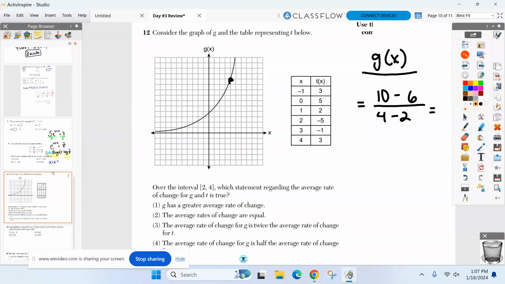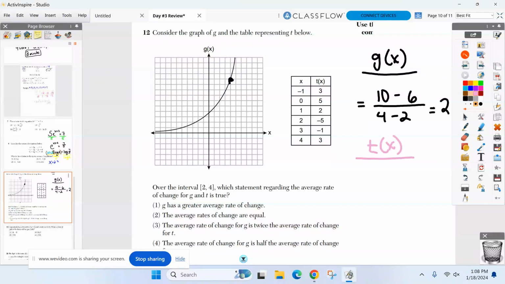Everyone all right on how we're finding those? Because again, how are you going to find the y? There's one of three ways you're going to find the y values and rate of change: table, graph, equation. In this case, it's a graph and the table. So we're looking at a 2 here for the rate of change.